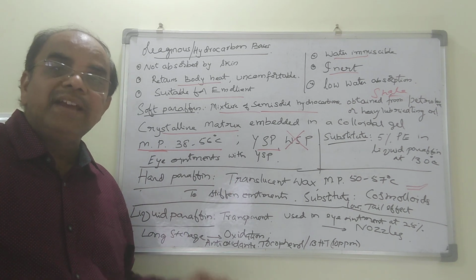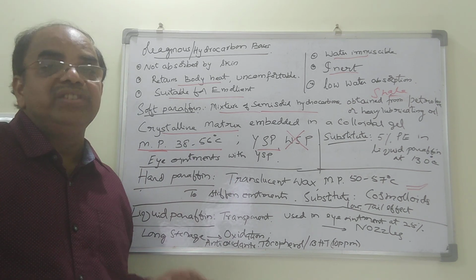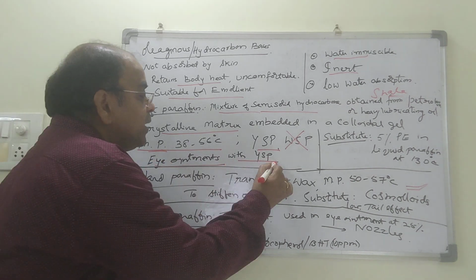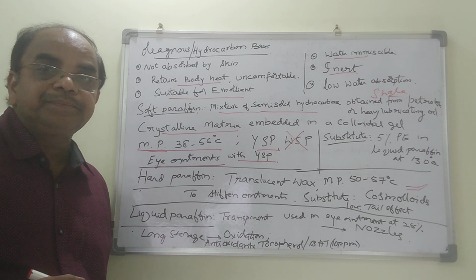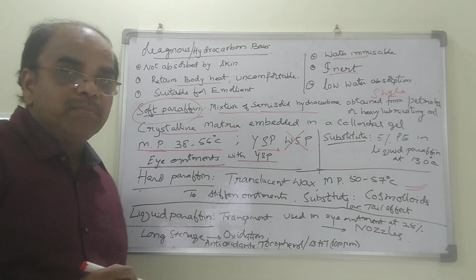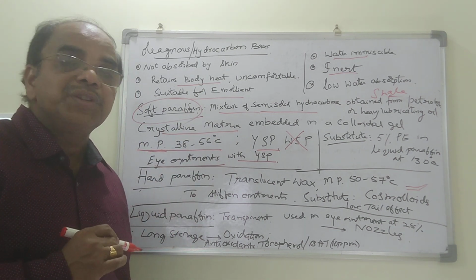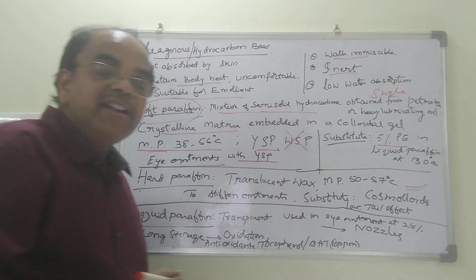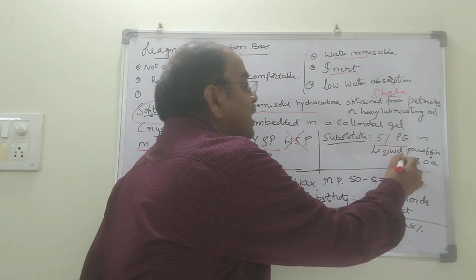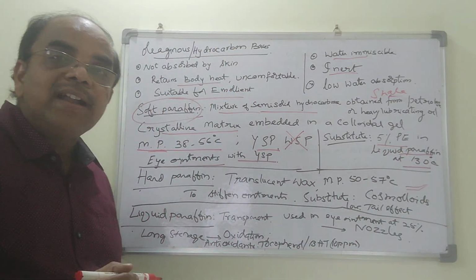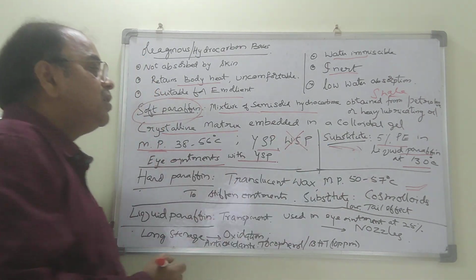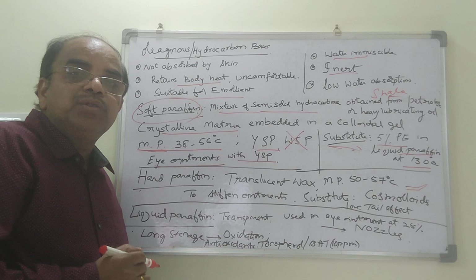White soft paraffin may have trace amounts of the bleaching agents. Okay? And eye ointments are prepared only with the yellow soft paraffin. Now, suppose this soft paraffin is not available. We can go for some alternative, that is some substitute. We can prepare it by using 5% polyethylene in liquid paraffin at a temperature of 130 degrees centigrade. We can prepare this soft paraffin substitute also.